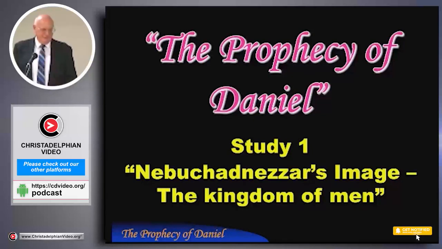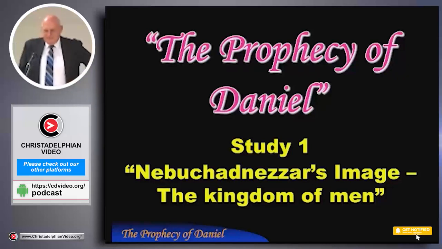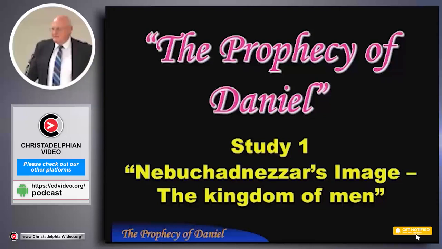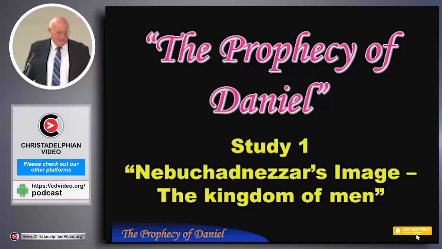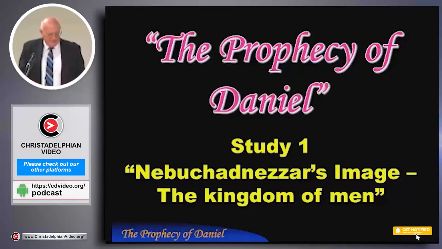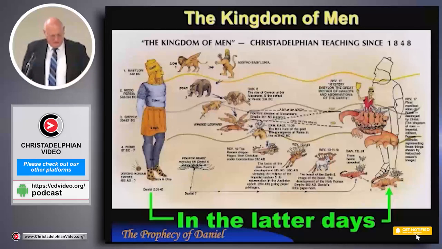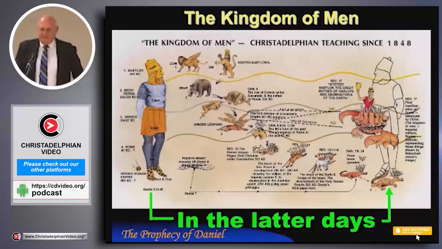And so, brothers and sisters and young people, we've distributed to you some documents, and one of the most important of those is the chart that you will have received, or you might have even printed off for yourself at home, because we did send it on to Brother Peter. The chart on the kingdom of men of Christadelphian teaching since 1848.